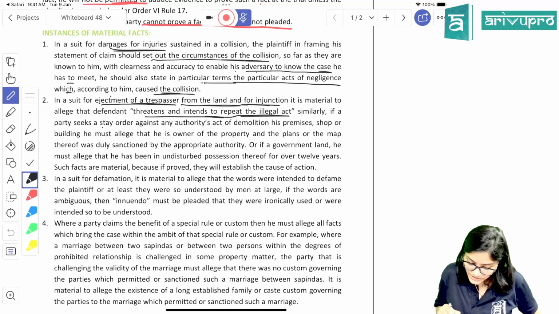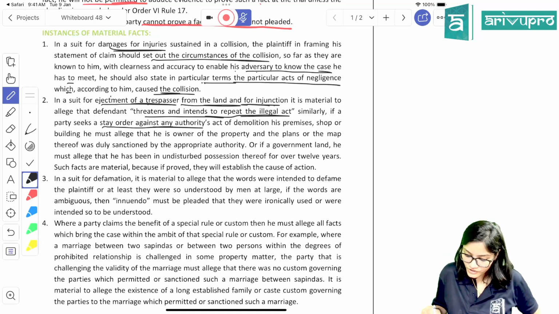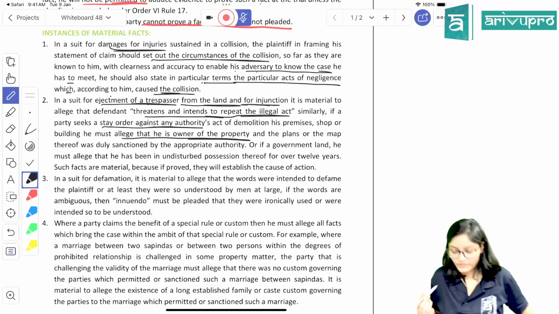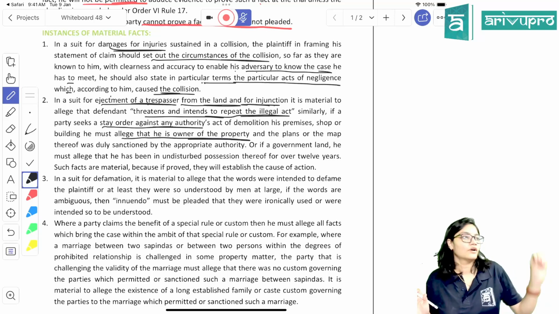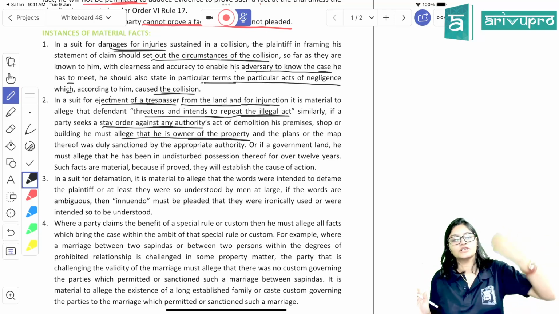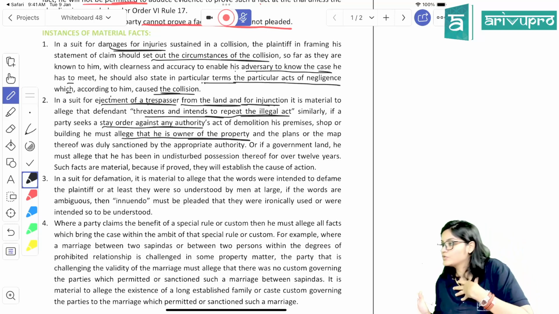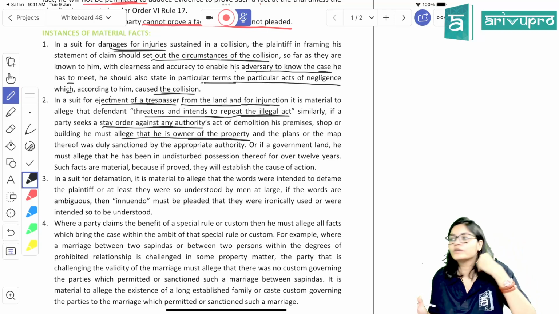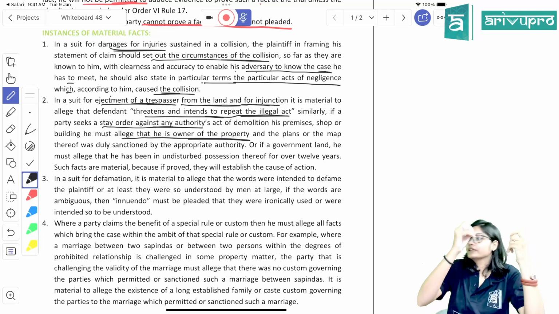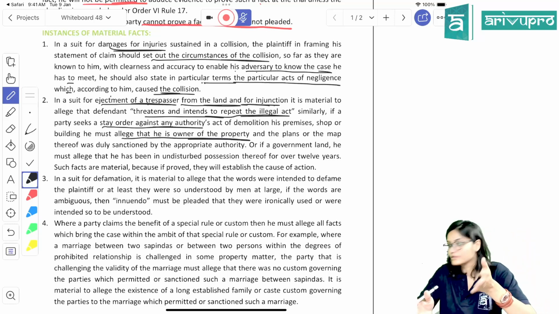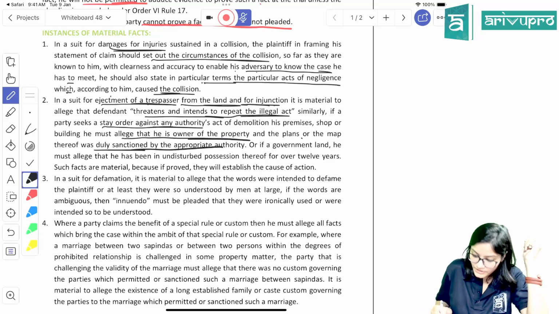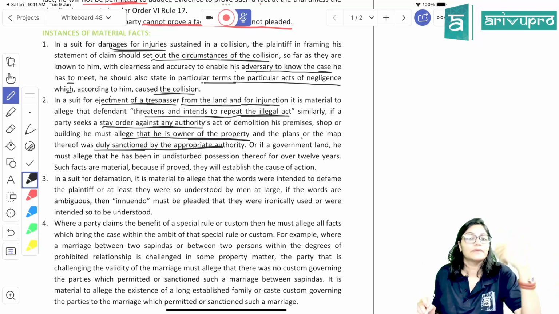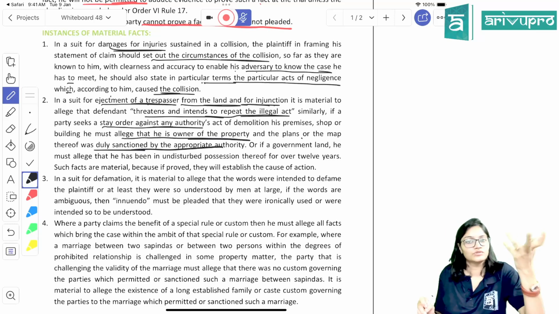Similarly, if a party seeks a stay order against any authority's act of demolition of his premises, shop or building, he must allege that he is the owner of the property, and that the plans or the map thereof were duly sanctioned by the appropriate authority. What is the case? You want the stay order against the authority. For example, a government authority is demolishing my property. So I need to explain this fact, that yes, I am the owner of the property. Which property are they demolishing? How much part? Right? I need to explain that. How much they are paying me for this demolition. So all those things you need to explain.